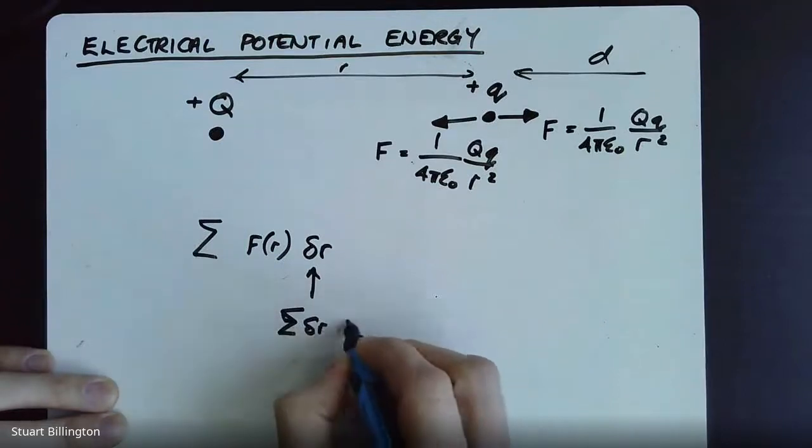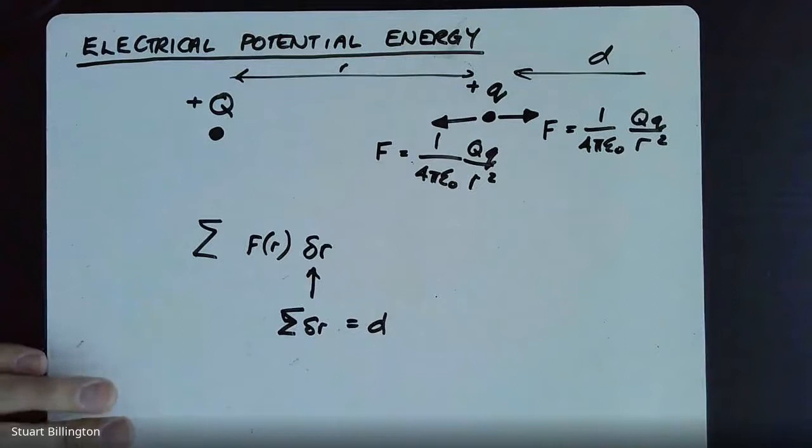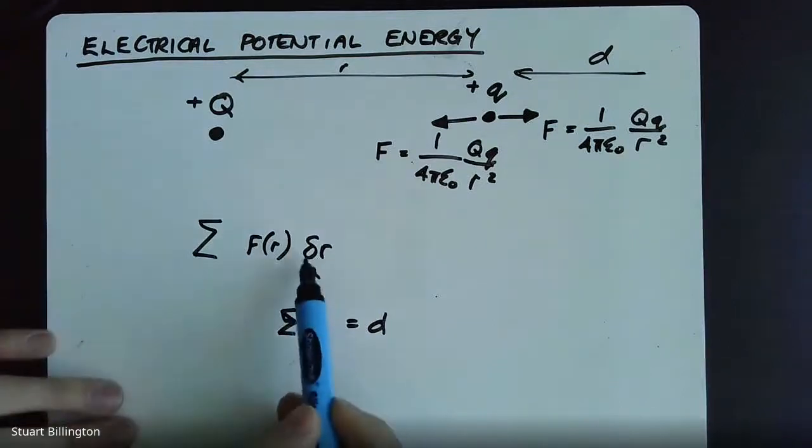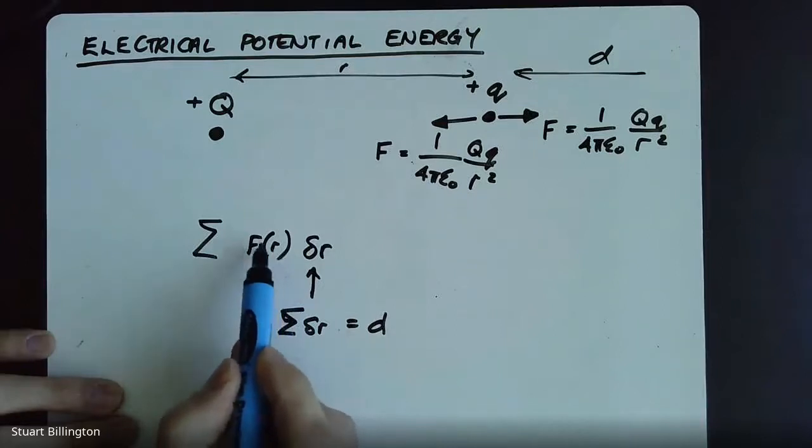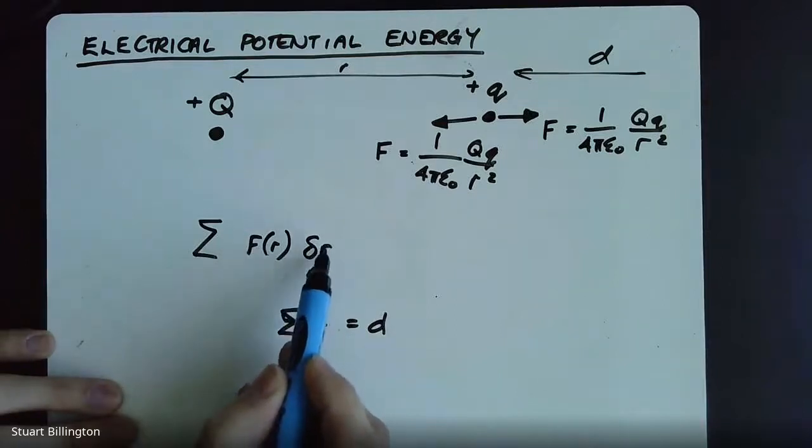So that altogether, the sum of all the delta R's adds up to the distance moved. But the work done each time will be using a different value of R every time we change the separation from big Q.